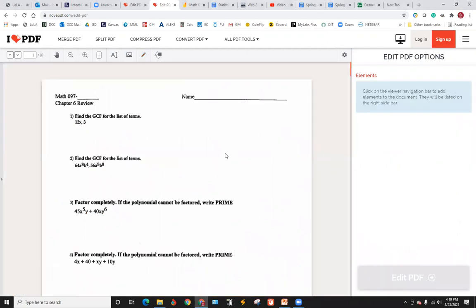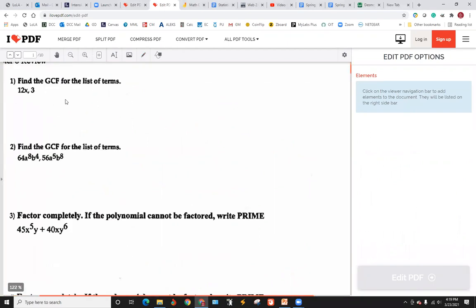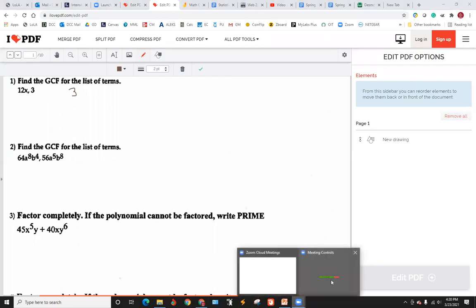All right, let's see what's over here. Now this one's got some different kind of things on it. Greatest common factor between 3 and x. What is it going to be? So 3 is the only one. Yeah. How about on this one?